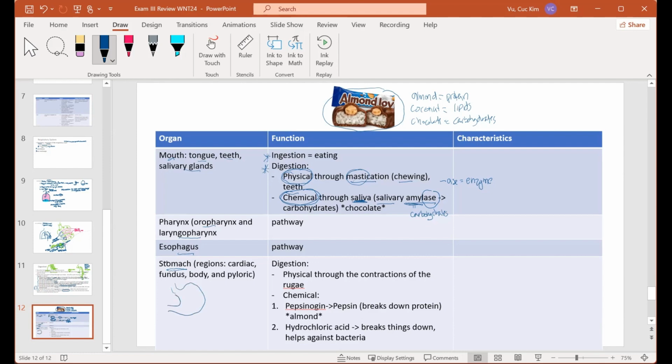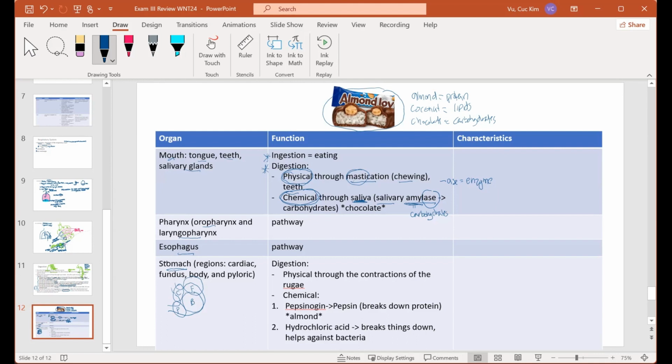looks something like this. The opening of the stomach is the cardiac. The dome of the stomach, this portion right here, is the fundus. Then the middle portion right here is the body. And the last portion is the pyloric. So, cardiac, fundus, body, and pyloric. Those are the parts of the stomach.